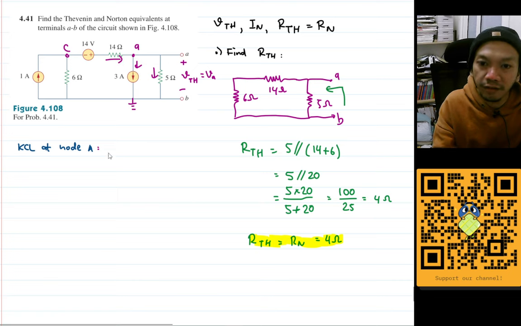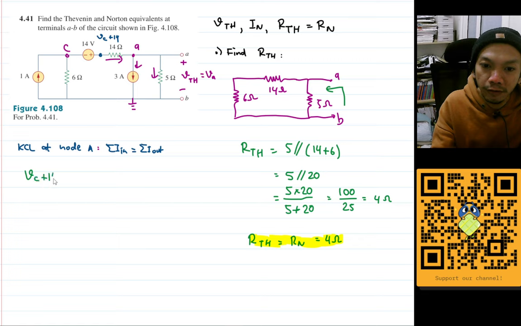KCL says that the sum of the currents going in is equal to the sum of the currents going out. The only current that goes in is this one. So I will need the node value here, which is VC plus 14, right? So I will have VC plus 14 minus VA, divided by 14. And then the other currents are going out, so I will have this current here, which is 3 ampere, and this current here, which is VA over 5.